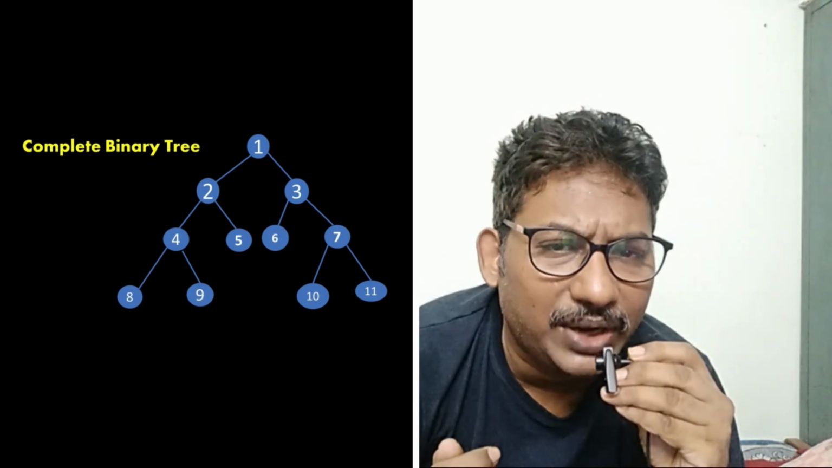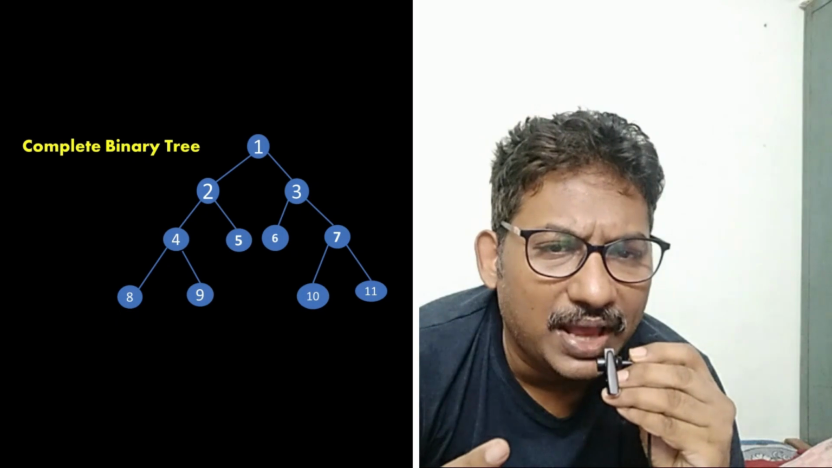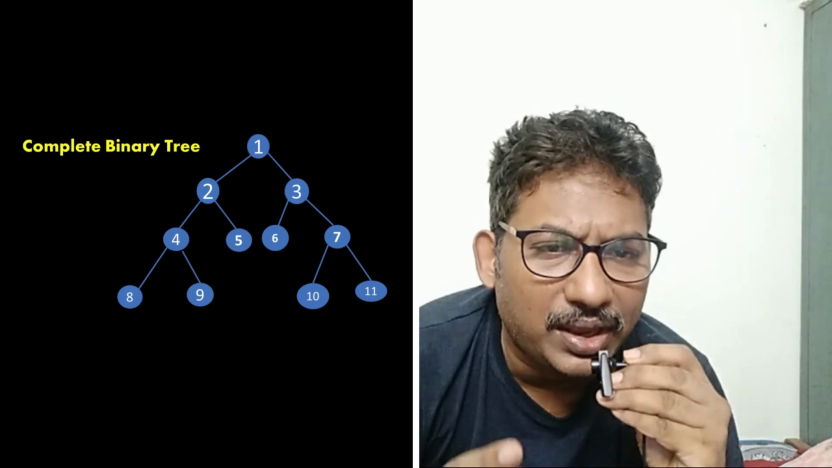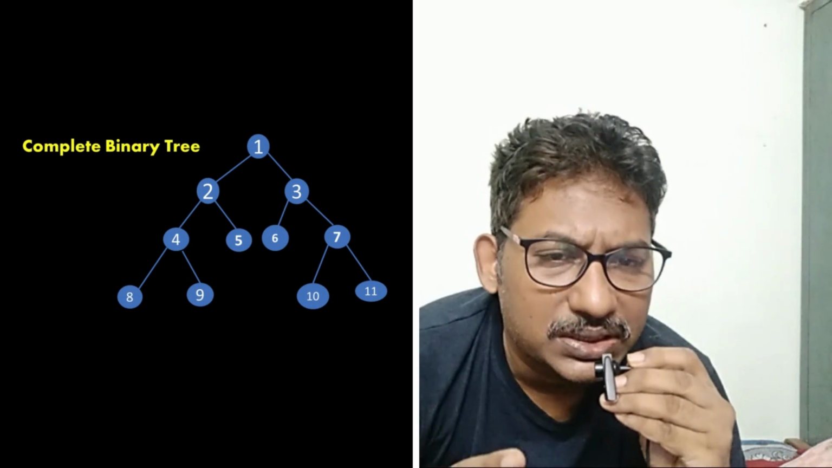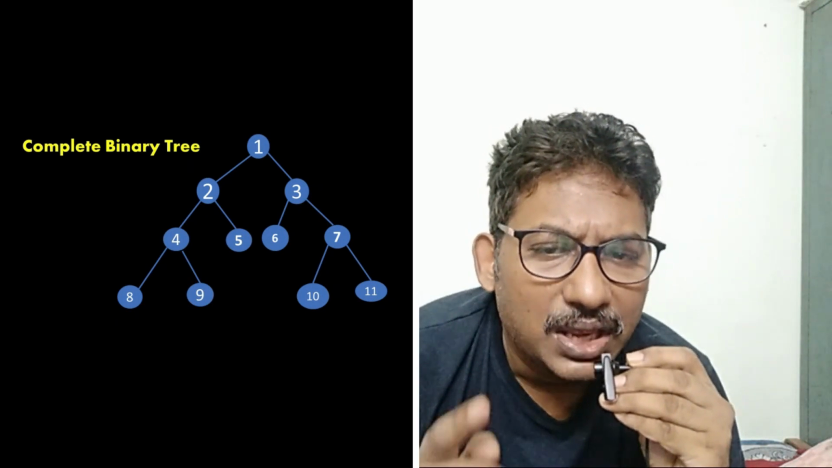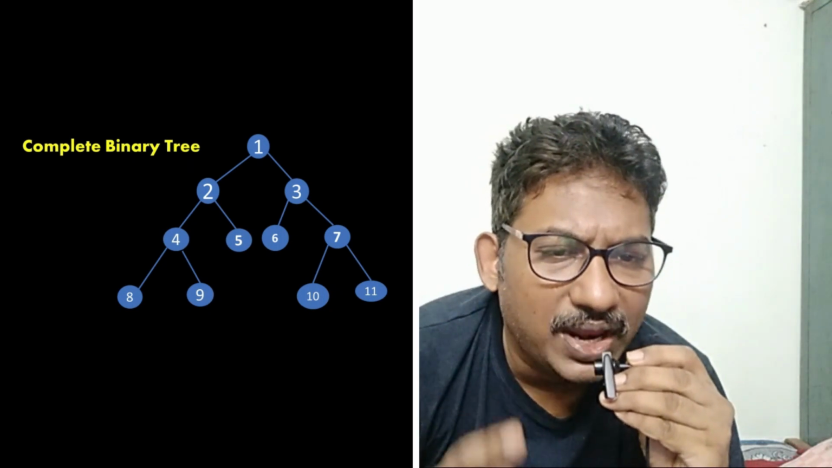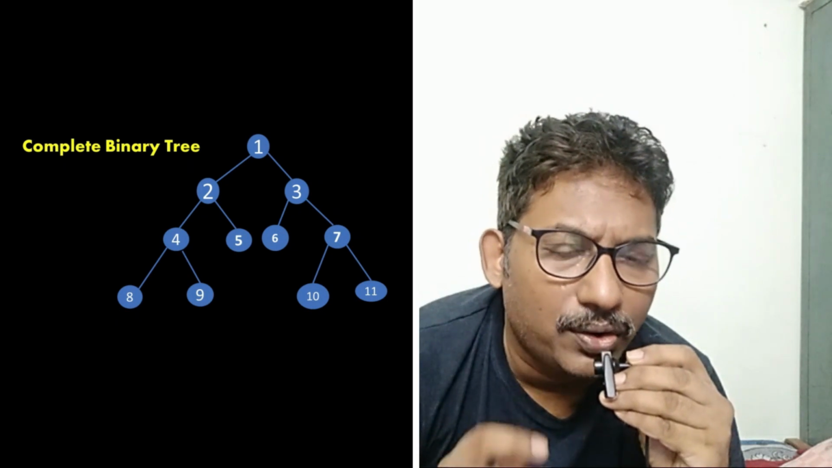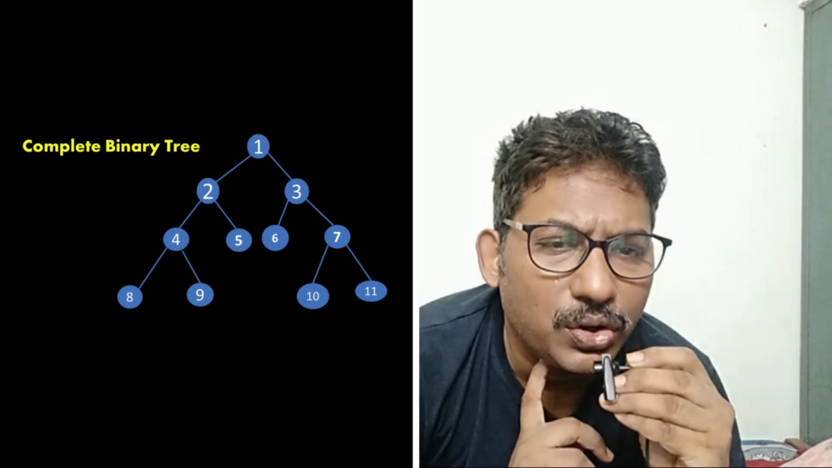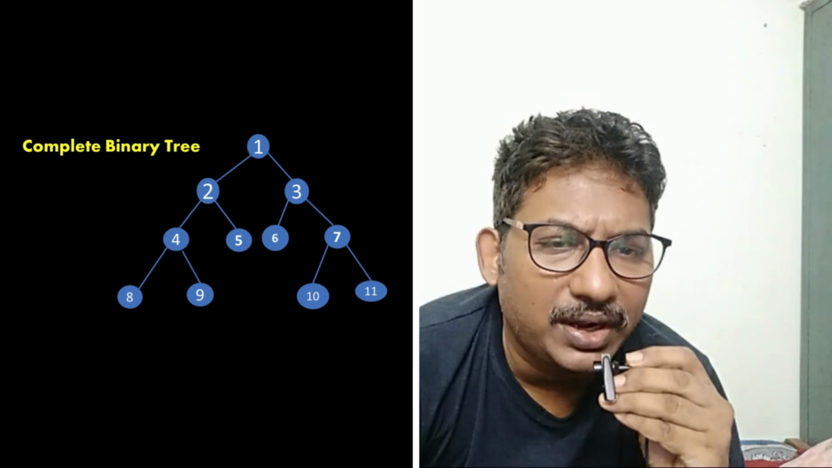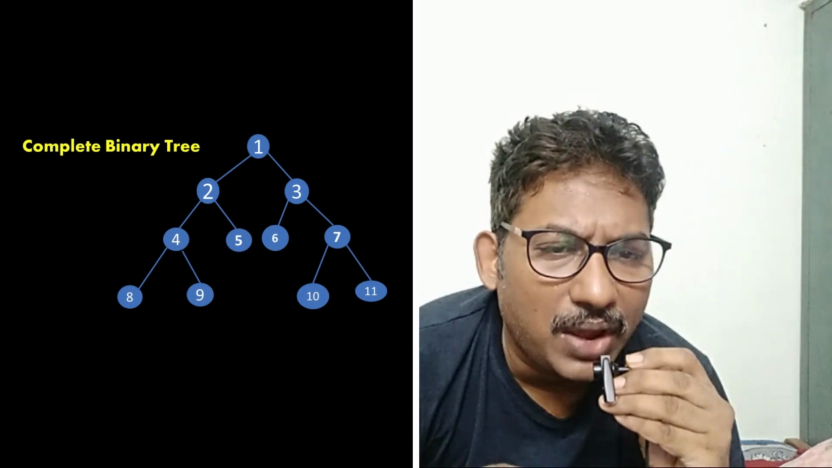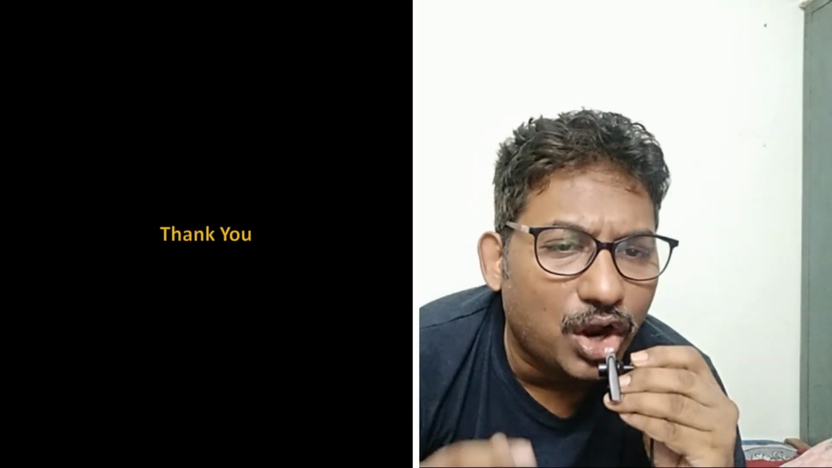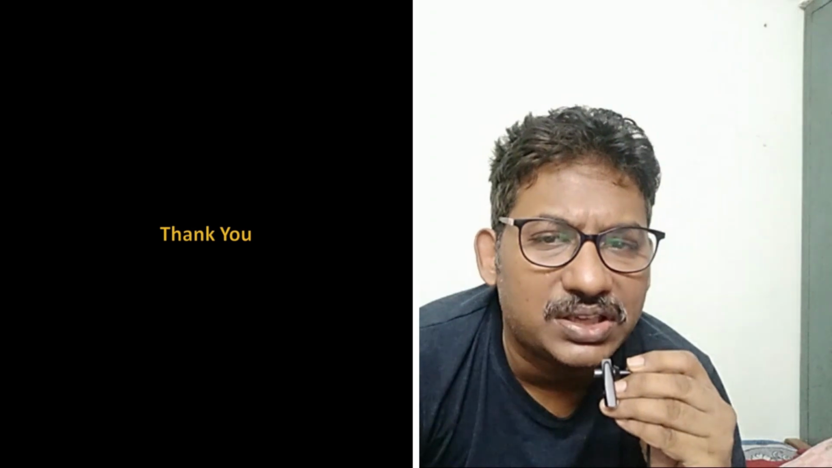And this is the complete binary tree. A parent has 2 children, 2 and 3, and 2 has 2 children, 4 and 5, 3 has 2 children, again 6 and 7, 4 has 2 children, 8 and 9, 7 has 2 children, 10 and 11, where 5 and 6 are the nodes without any children. So as per the rules of the binary tree, a node can have 1 child or 2 children, not more than 2. So this is a complete binary tree.